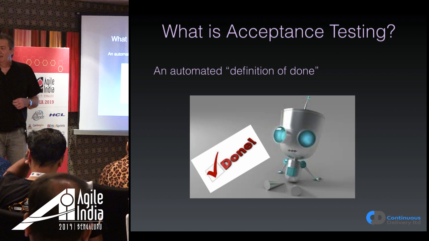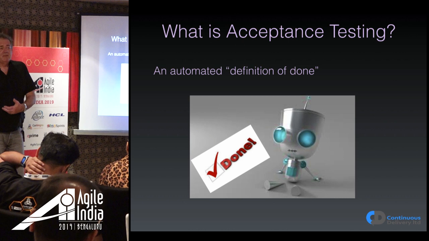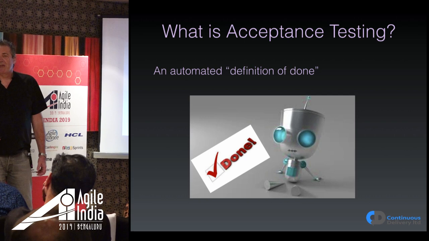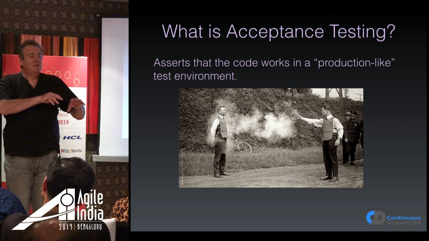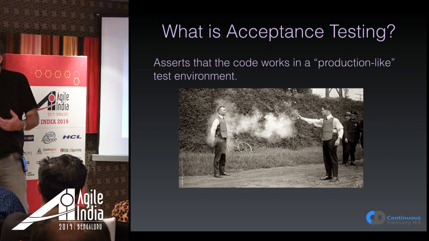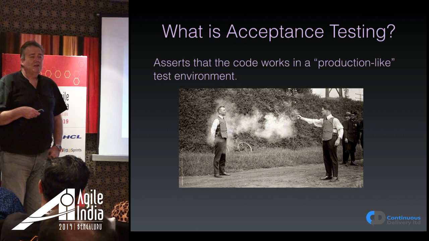And if you adopt that, you get very quickly to the point of having fairly good behavioural test coverage of the behaviour of your system from the point of view of the user. It means that you can create these specifications, work through them, and iterate down to a successful outcome. They also assert that the code works in a production-like environment.